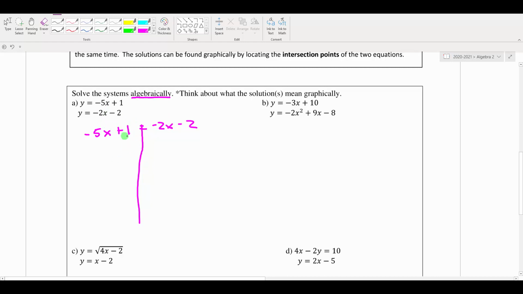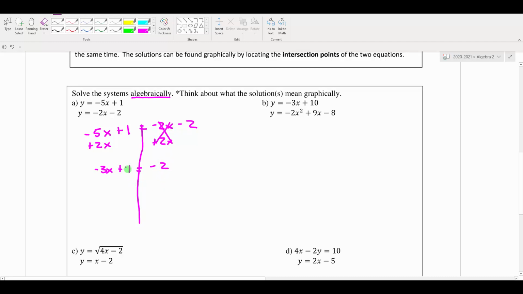All right, so I'm going to get my x's on one side, put my numbers on the other side, and keep making moves until I get x by itself. The first thing I'm going to do is add 2x to both sides, to move the negative 2x over to the left. When I add negative 5x and positive 2x, we get a negative 3x. We still have a plus 1. And over here, the two x's cancel, and we're left with negative 2.